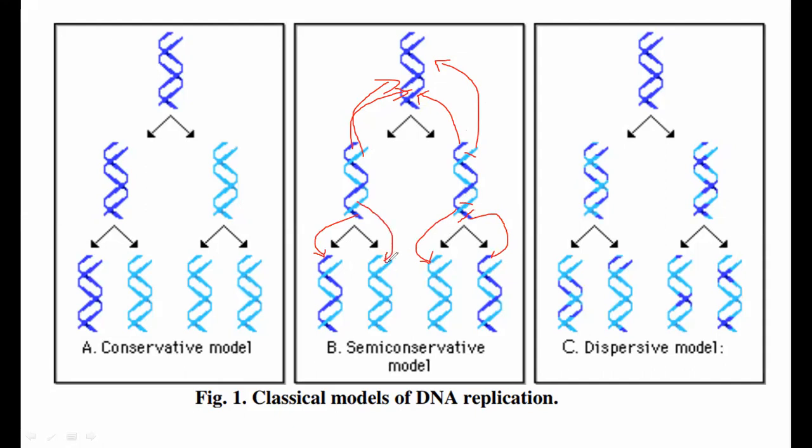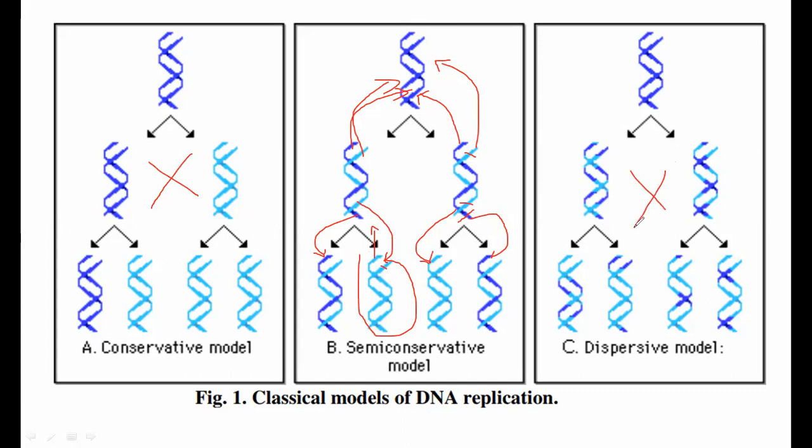So 50% is conserved, because in this double-stranded DNA, 50% is from the older DNA, which is the template, and the other strand is the newly synthesized strand. That's why it is called semi-conservative nature. And we all know the DNA replication is semi-conservative in nature. This was rejected, the conservative model, and the dispersive model was also rejected.